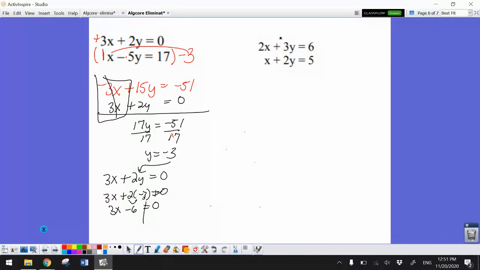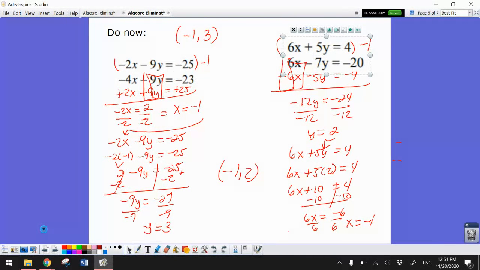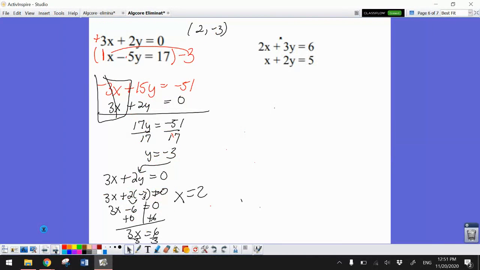Now, how do I move that -6? Yeah, I add 6. So 3x equals 6. Finish it up. Divide by 3. X is 2. So my solution to this first one is 2, -3. All right, let's look at another one. See if we can do the same thing. So tell me what you see here.